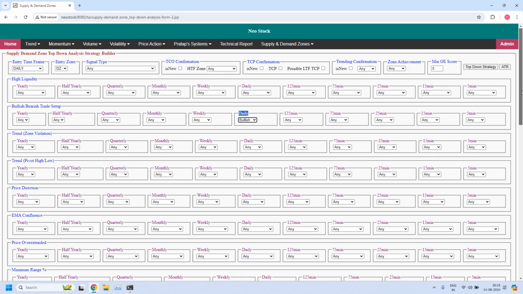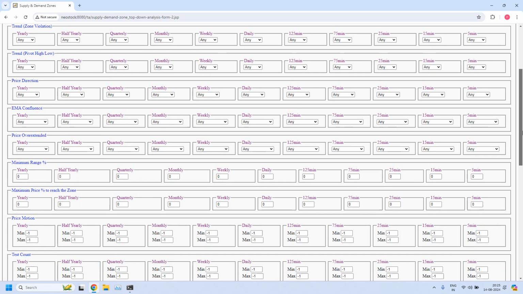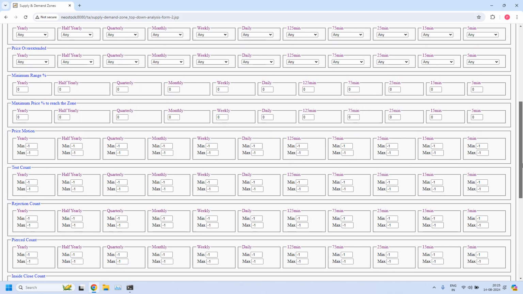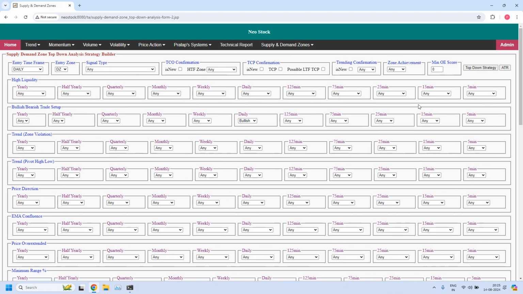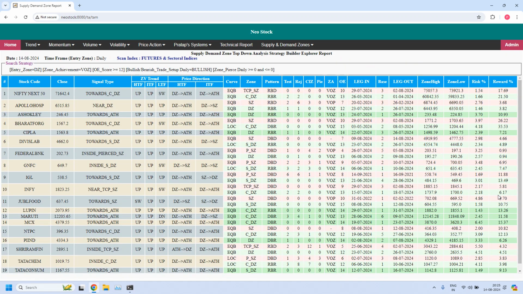The entry time frame demand zone should not be pierced. So that's why in the pierced count, the daily demand zone, I am setting minimum value 0, maximum value 0, which indicates pierced count should be 0. Pierced count 0 means the zone is not pierced. And zone achievement should be violated opposing zone. Minimum odd enhancer score should be 12. All the 3 filters are applied to daily demand zone. So this is the filtered list. So I think around 20 stocks are filtered.